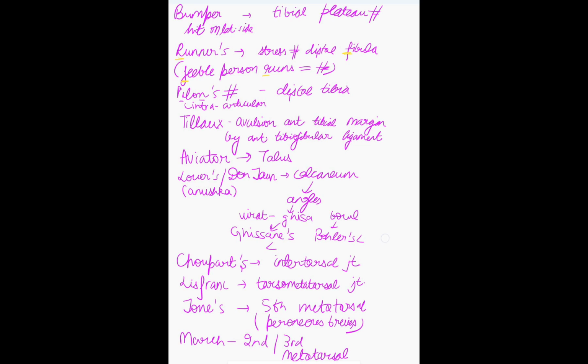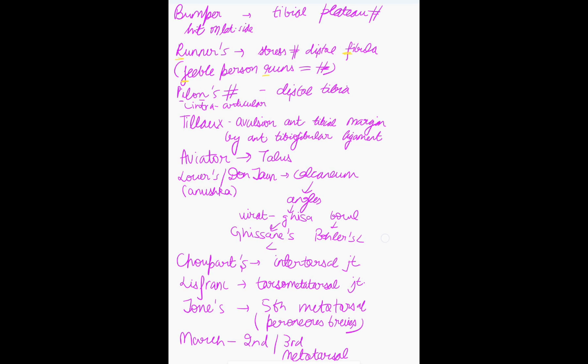Then Pylon fracture. Pylon has an I and an N coming. So it is intra-articular of the distal radius, distal tibia. Pylon is intra-articular of the distal tibia. In the radius, we have done Barton's fracture, and Bennett's and Rolando in relation to the thumb. So Pylon is in the tibia.